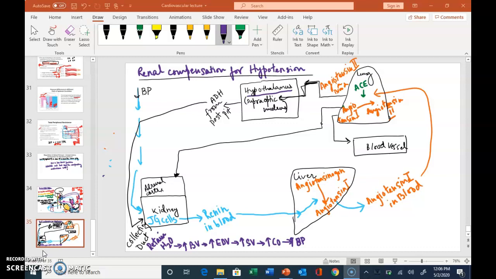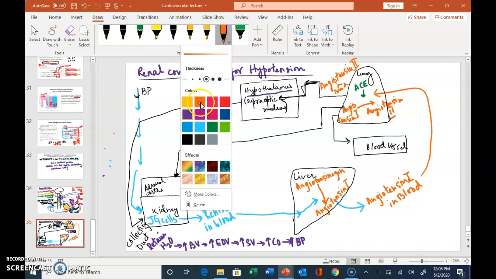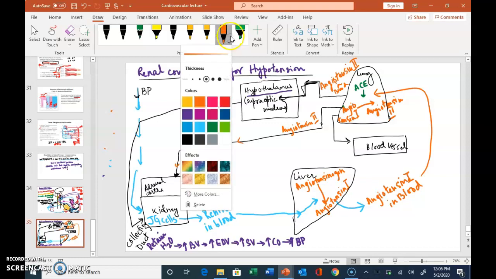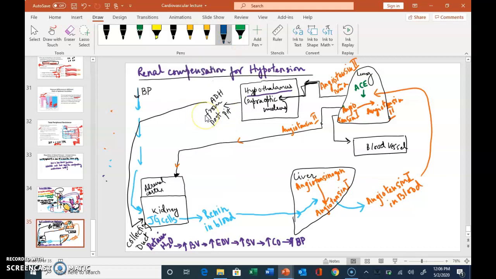also works on the adrenal cortex. So let's take a look. The angiotensin 2 comes all the way and works on the adrenal cortex and causes the adrenal cortex to release a hormone called aldosterone. Very, very important hormone, aldosterone.